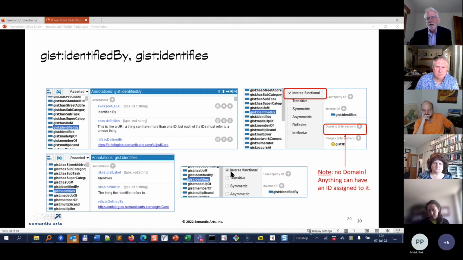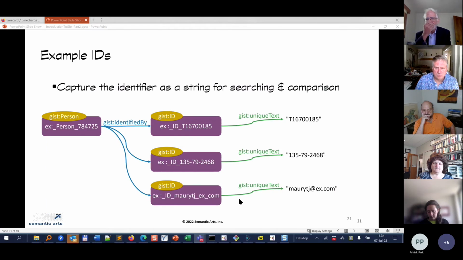Okay. Now this is actually, if you clever people out there might have spotted a bug. I need to fix this. We mistakenly had the identifies property, which is the inverse of identified by, as inverse functional, but that's not correct. It's functional. So that's just a bug that we fixed at one point in time. Okay. So here's just an example. A given person may have different identifiers. These three, for example, and each one has different unique text, which is a string.